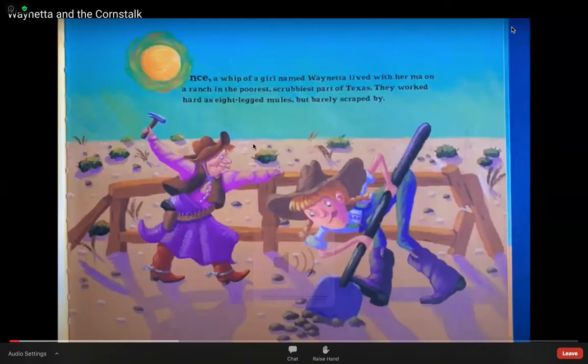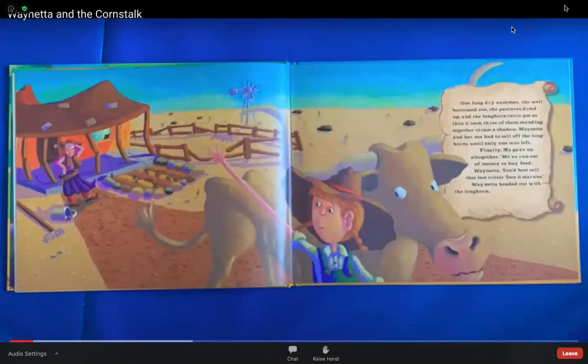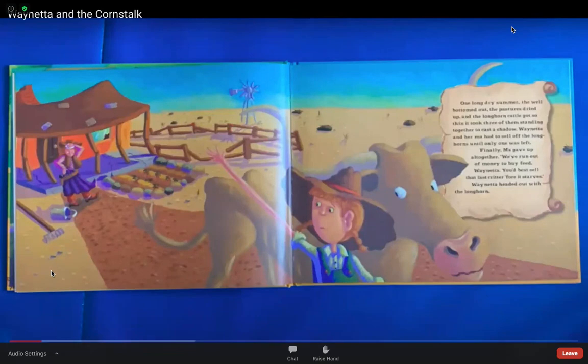Once a whip of a girl named Whenetta lived with her mom on a ranch in the poorest, scrubbiest part of Texas. They worked hard as 8-legged mules, but barely scraped by. One long, dry summer, the well bottomed out, the pastures dried up, and the longhorn cattle got so thin it took 3 of them standing side by side to cast a shadow.